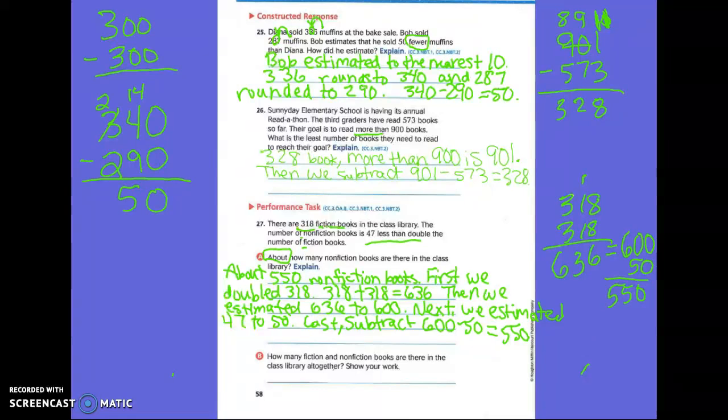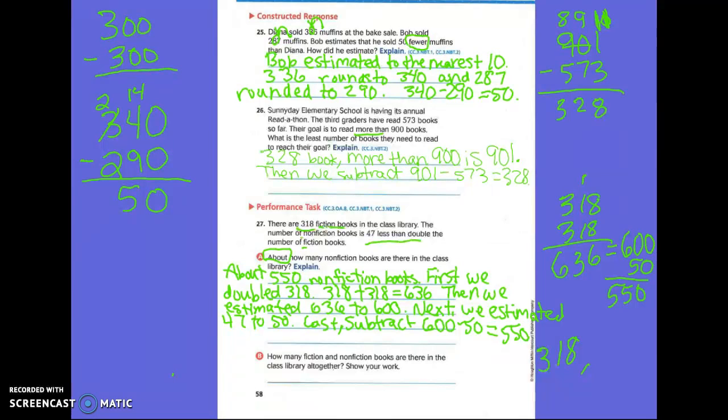Okay, last problem. It says, how many fiction and nonfiction books are in the class all together? What does that mean we're going to do? Everybody? Add. And then it says, show your work. So, fiction books is how many? 318. 318 fiction books. And then we found out how many nonfiction in the problem before.